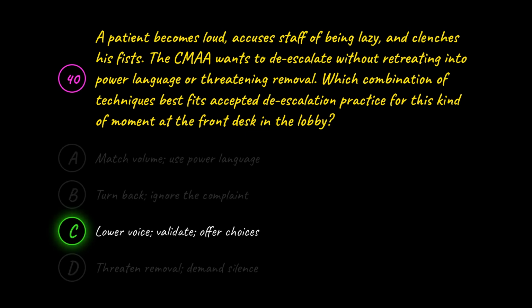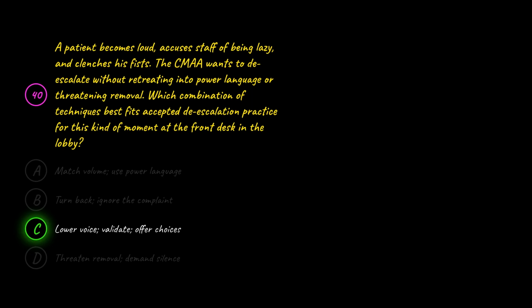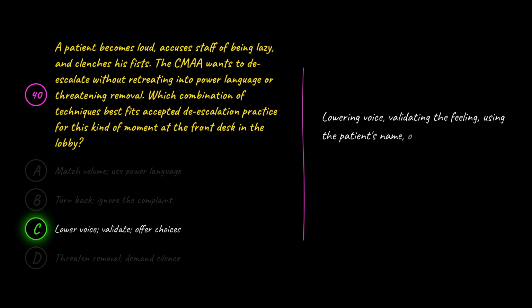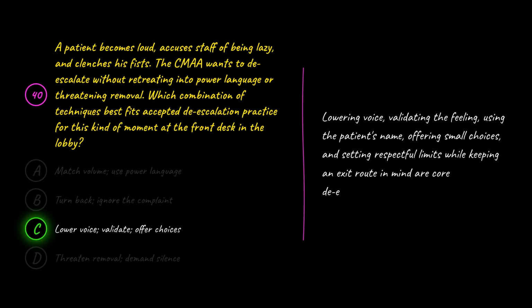The correct answer is C. Lower voice, validate, offer choices. C is correct because lowering voice, validating the feeling, using the patient's name, offering small choices, and setting respectful limits while keeping an exit route in mind are core de-escalation techniques during a heated front desk interaction.